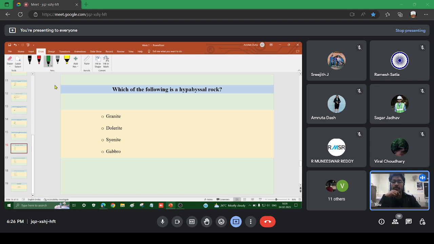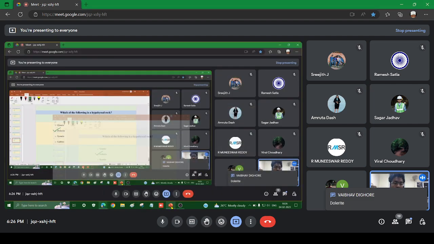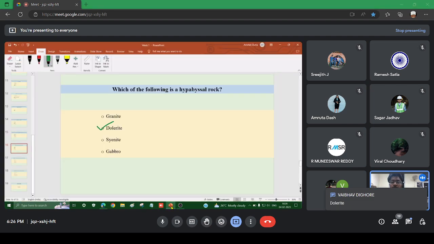The person who said dolerite is correct. Dolerite is a hyperbasal rock. Yes, dolerite, hyperbasal rock. And regarding granite, syenite, and gabbro. So hyperbasal rocks. What are those rocks? How are they classified as hyperbasal?